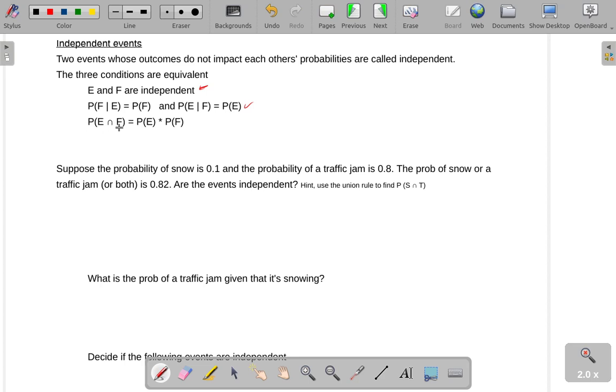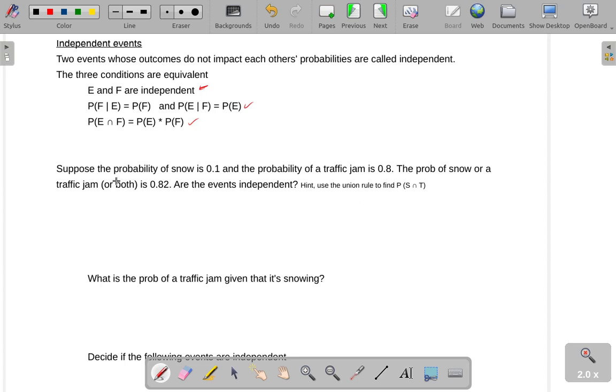Another equivalent thing is that if the probability of the intersection of the two events is just equal to the product of their individual probabilities, then that's another way of saying that they are independent. So like I said, if we have any one of these three conditions, we know that all three of them are true.